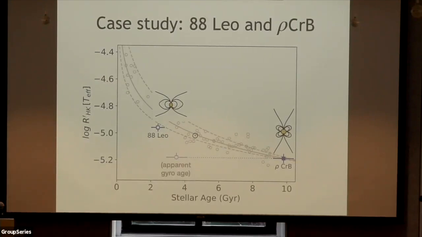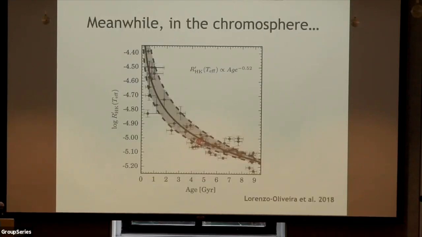You could say, okay, what about chromospheric activity? When you look in chromospheric activity, you see nothing. It looks completely smooth. There's no transition, there's no hint of it. This is the solar twin sample that Diego Lorenzo-Oliveira published, right? And you can see it's just a nice, smooth relationship.